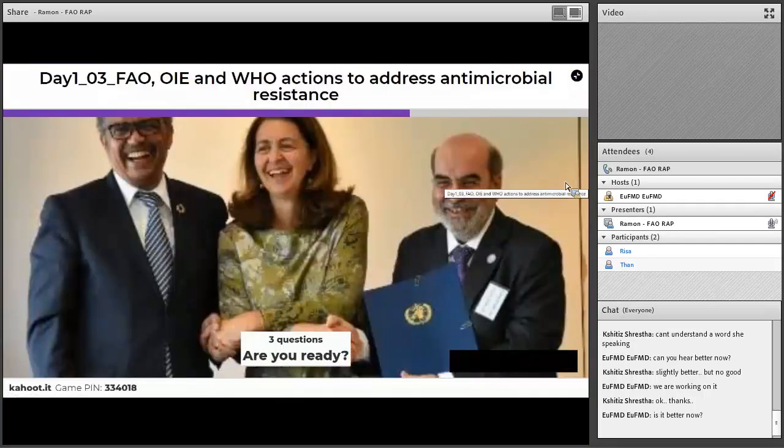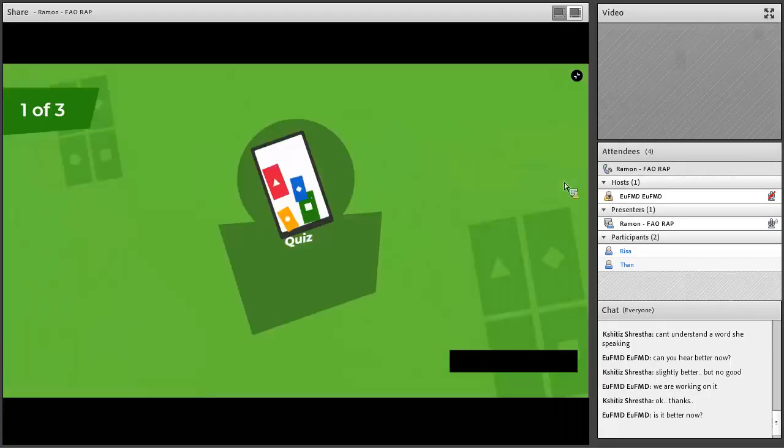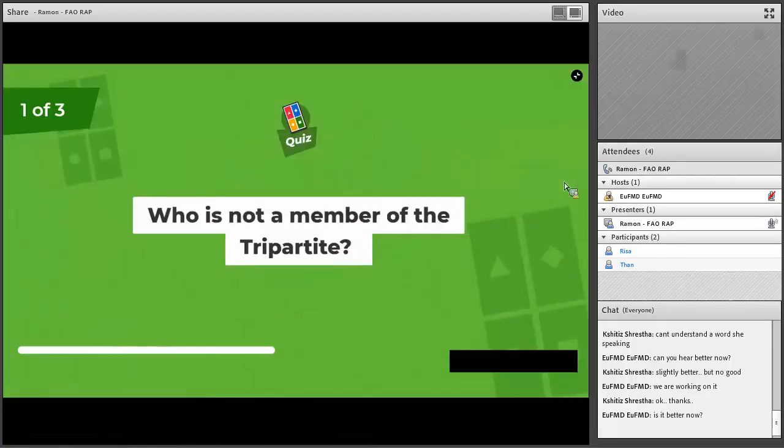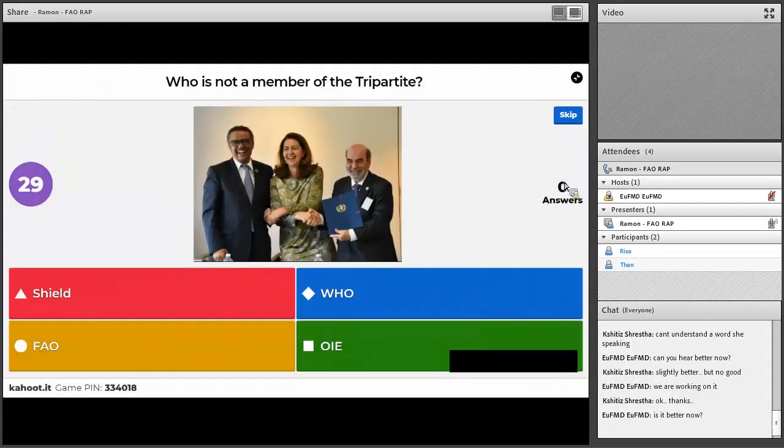Are you ready? 3, 2, 1, go. Who is not a member of the tripartite? The SHIELD, WHO, FAO, OIE, let's throw in the Avengers. Yeah, this is hard, so we need 20 seconds for this. For those who don't know, that's Dr. Tedros, Dr. Monique, and one glasses.